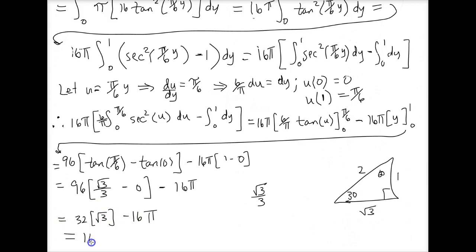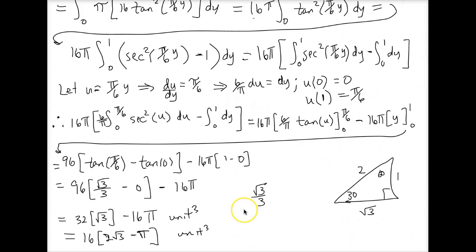If you wanted, you could factor out the 16. And if you did that, that would just end up being 16 times 2 root 3 minus pi. So that's what that would be here if you wanted to do it that way. And so either one of these answers is the exact answer for this one. Okay.